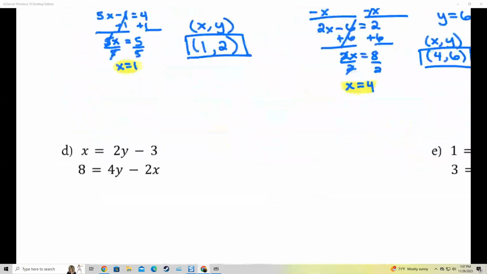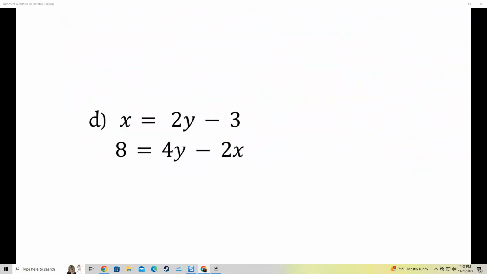Okay, I'm going to speed it up a little bit. Let's see. I got x equals 2y minus 3 and then 8 equals 4y minus 2x. It looks like I have one of my x's by itself, so they save me some work. That's great. Anywhere I see an x on the other equation, I get to replace it with 2y minus 3. I see my x right here. That's where I'm going to replace it with 2y minus 3.